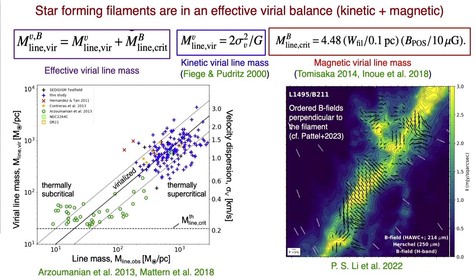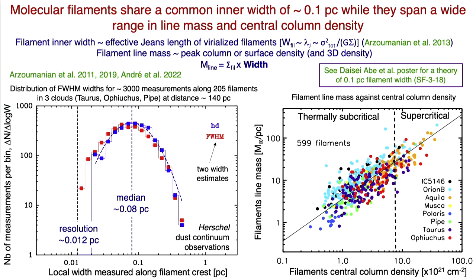The observations show, as you have heard earlier, that the velocity dispersion increases for high line mass filaments, which suggests that the virial line mass also increases with the line mass, suggesting that the internal turbulence can support these filaments against gravitational collapse. And the fact that these filaments are in virial balance is also important in order to understand another property of the filament, which is the inner width, observed to be about 0.1 parsec, which is also of the order of the effective Jeans length.